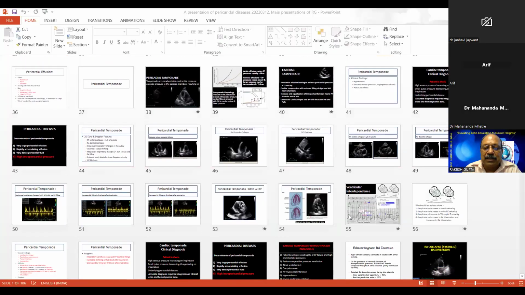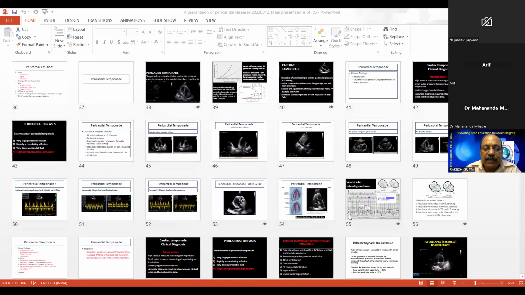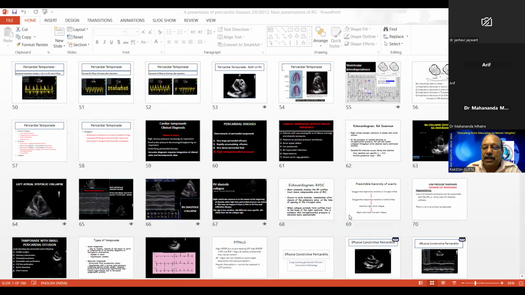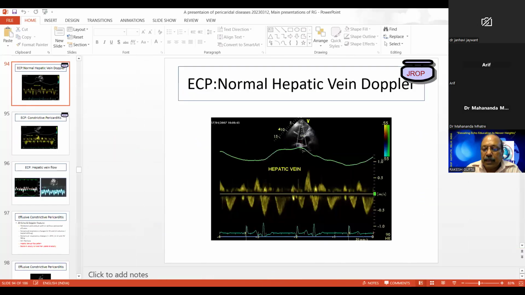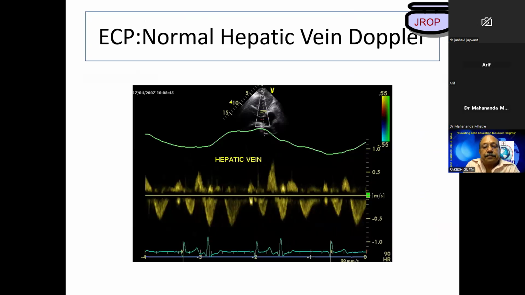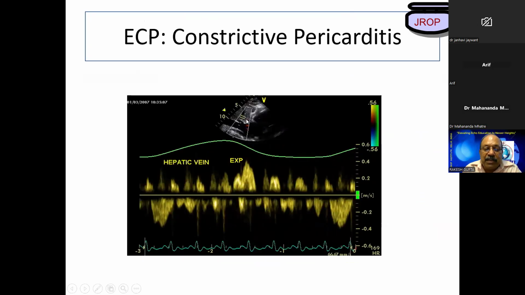This is not an easy thing at your level. We don't expect you to diagnose constrictive or restrictive, but if somebody asks this question, I'll explain. Now look at this flow pattern. This is inspiratory. This is expiratory. Correct? As soon as we have a constrictive pericarditis, this flow pattern goes down, and as soon as the expiration starts, this goes up.